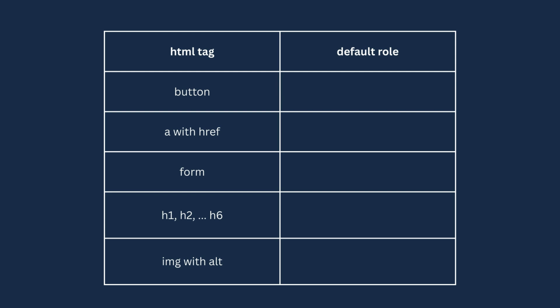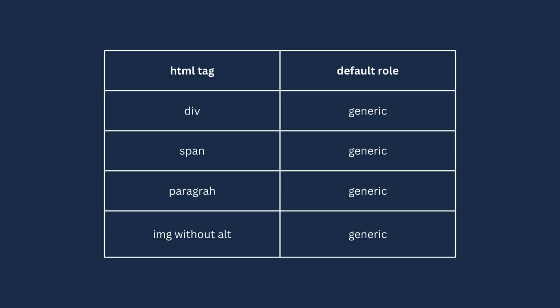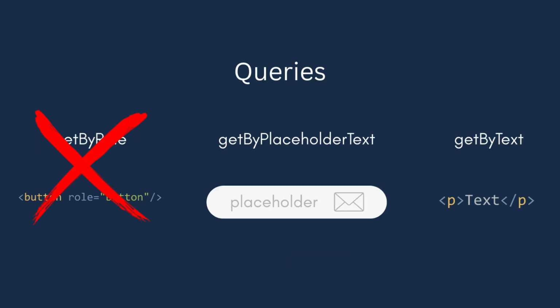Many semantic tags have a default role. Here's a list of roles for elements you use often, but non-semantic tags like divs and spans don't have a role, so you can't select them by role name. Here's when you have to use other query methods.